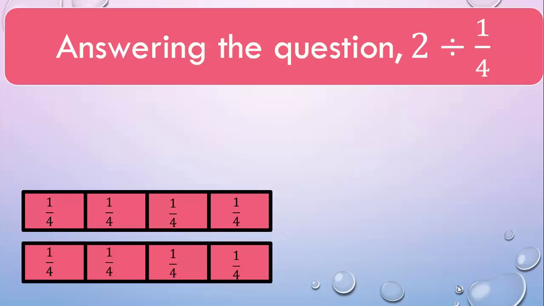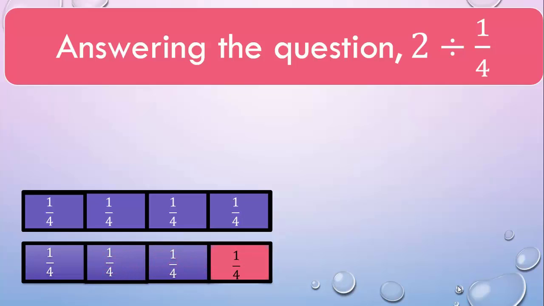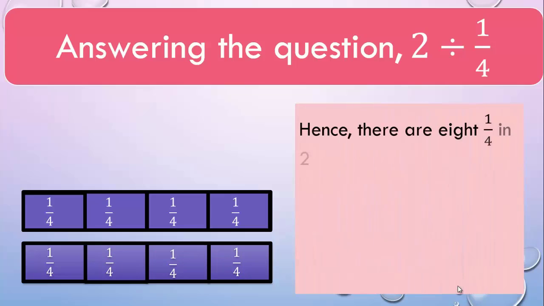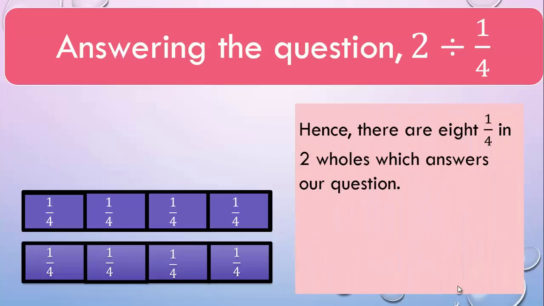And in counting, we have 1, 2, 3, 4, 5, 6, 7, and 8. Hence, there are eight 1/4s in 2 wholes, which answers our question. Therefore, 2 divided by 1/4 gives us the answer 8.